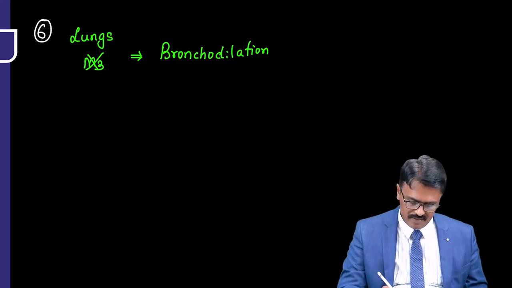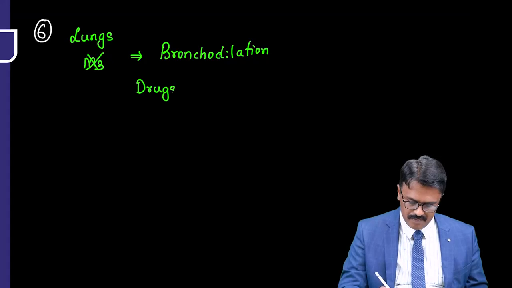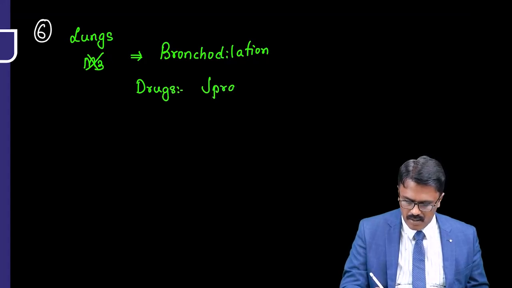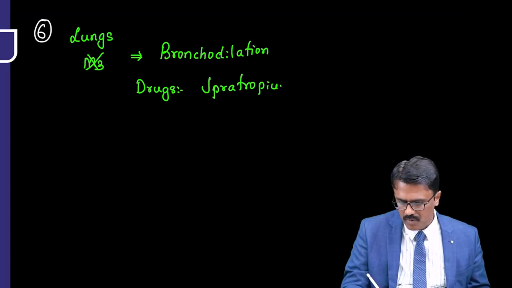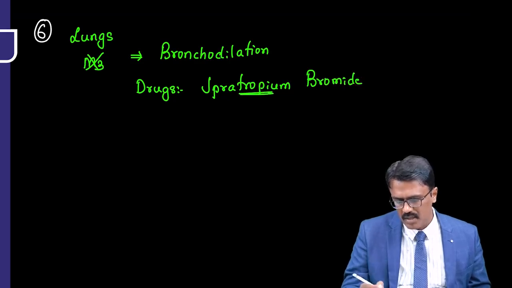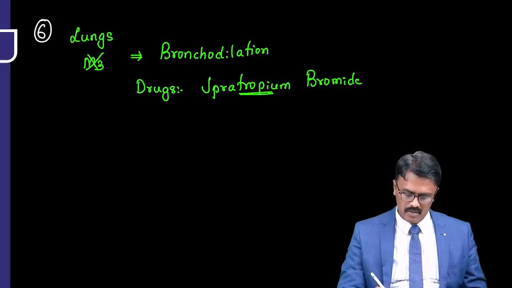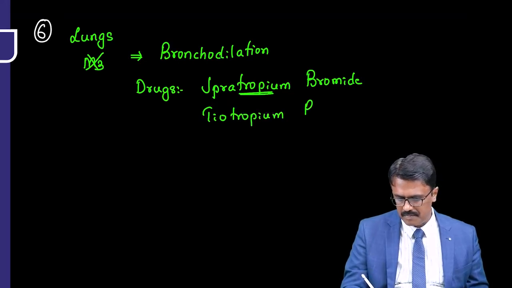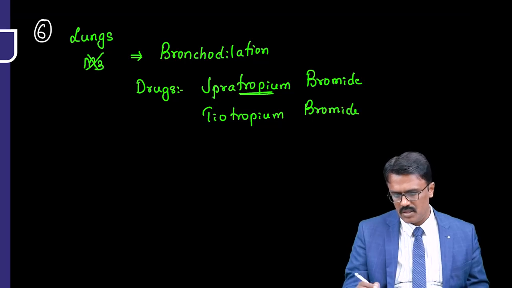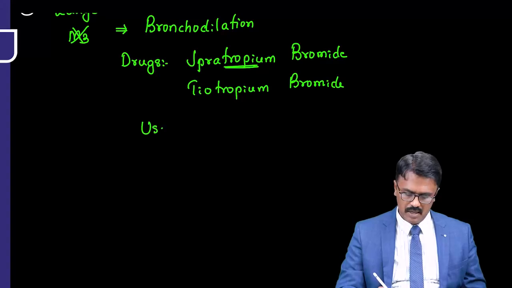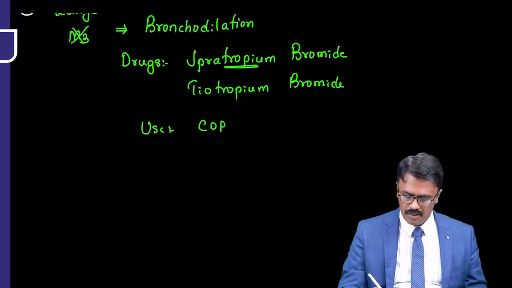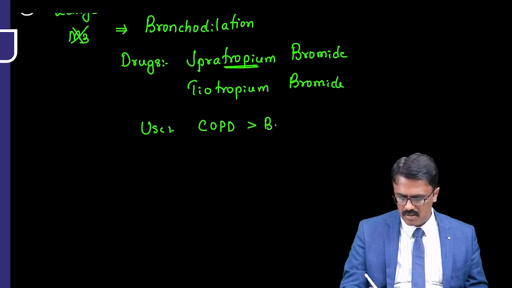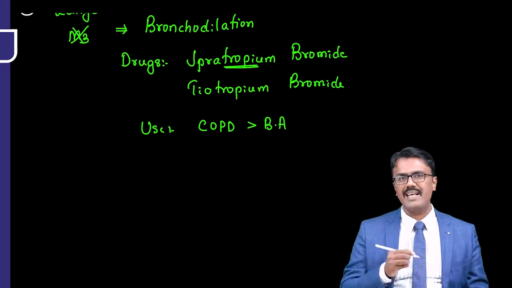So what are the drugs? The name is called ipratropium bromide. You read the name, it has tropium in the name, ipratropium. One more drug is called tiotropium bromide. So these two drugs, now where do you use them? They are mainly used in the management of COPD, and they are also used in asthma, but they are mainly used for COPD. Sir, why are they preferred in COPD?